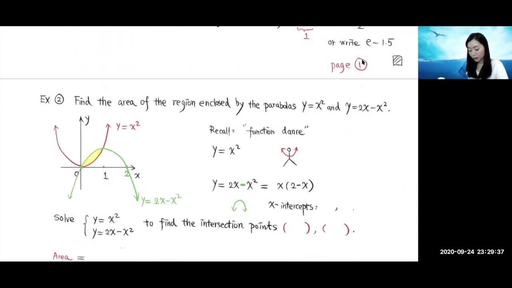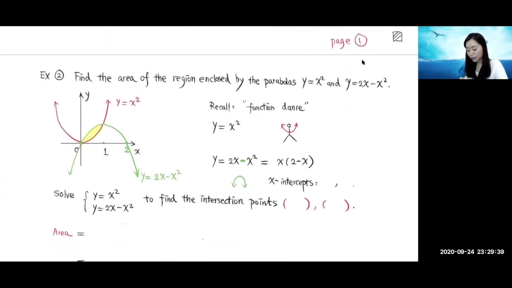Example 2. We try to find the area of this region enclosed by the parabola y equals x squared and y equals 2x minus x squared. Now we recall from our functions: y equals x squared is a parabola, so we go like this. And y equals 2x minus x squared is again a parabola. However, because there's a negative coefficient for this x squared, it's a parabola opening down.